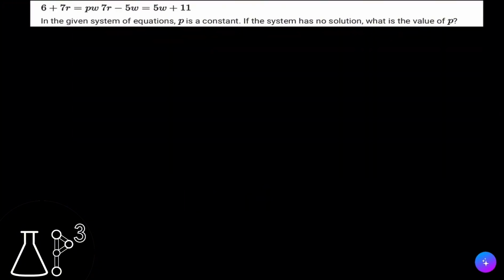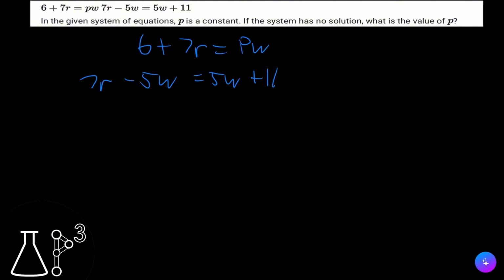Okay, let's do another question. This question is written weird. So we actually have two equations. We have 6 plus 7r equals pw, and then we have negative 5w equals 5w plus 11. And oh yeah, I forgot the 7r over here, which is important for this question. So let's read it now. So we have 6 plus 7r equals pw, and 7r minus 5w equals 5w plus 11.